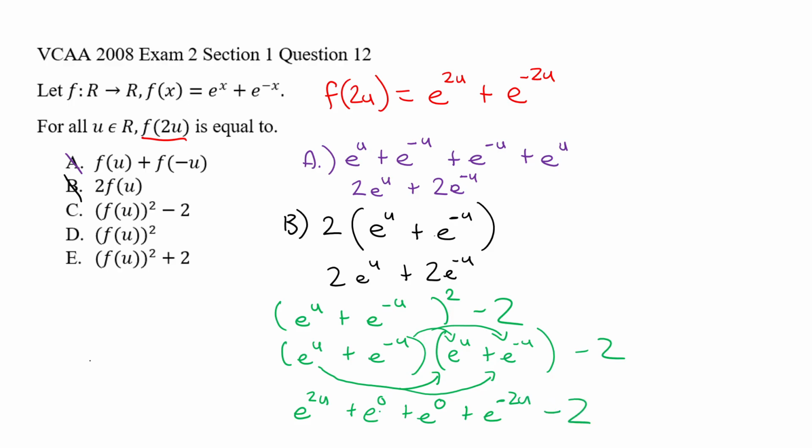Take away 2 on the end. We know e to the power of 0 is 1, so those give us 2. So this negative 2 is cancelling out the e to the power of zeros. That gives us a final answer of e to the power of 2u plus e to the power of negative 2u, which is what we had at the start. So I don't need to go any further. It must be C.